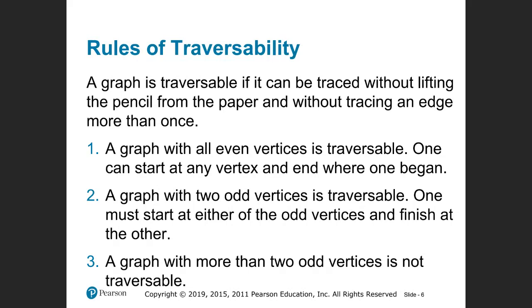traversability. A graph can be traversed if it can be traced without lifting the pencil from the paper and without tracing an edge more than once. A graph with all even vertices is traversable. You can start at any vertex and end where one began. A graph with 2 odd vertices is traversable. You have to start at an odd vertex and finish at the other. A graph with more than 2 odd vertices is not traversable.